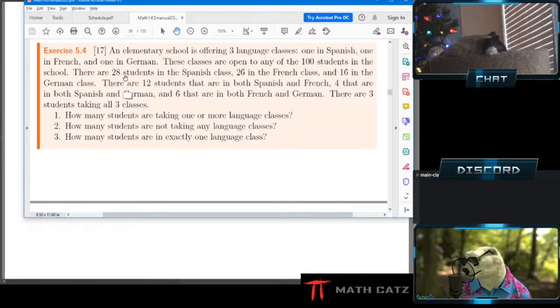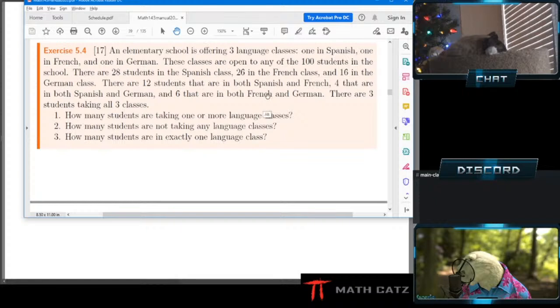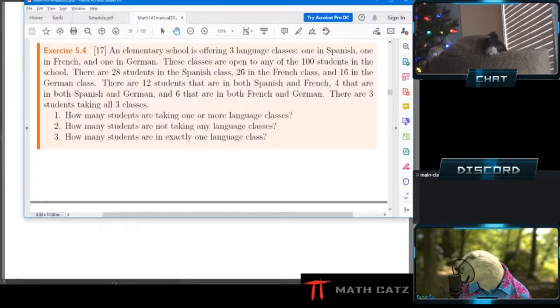I don't have to write anything right now as long as eventually all the information is out. 26 students in the French class, same problem, right? French consists of 4 regions right now, so I can't put it in safely. In German, same problem. There are 12 students that are in both Spanish and French. Now, Spanish and French is the overlap here, but that consists of these 2 regions. Can't put it in.